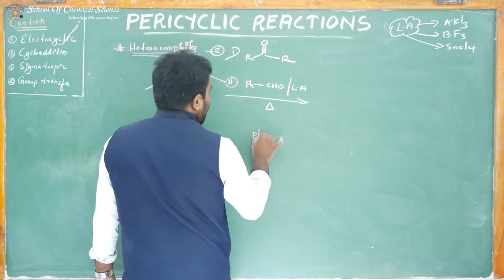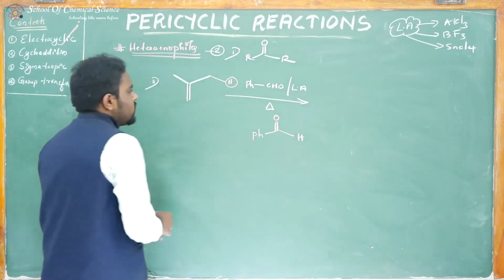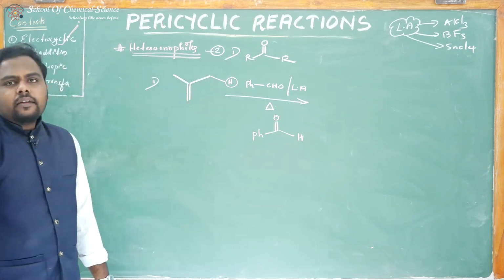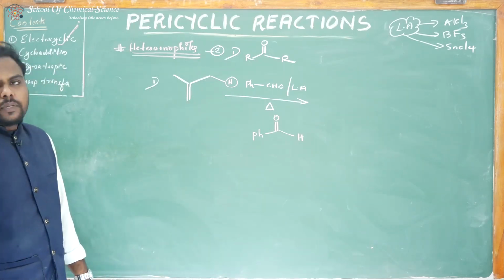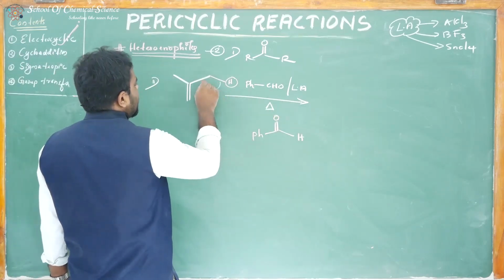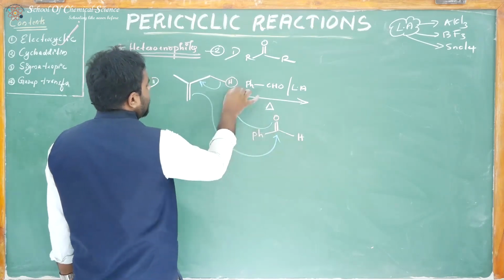PhCHO is an aldehyde, a carbonyl compound, PhC double bond O. So the carbonyl compound will act as enophile. Here an allylic hydrogen is present. What will be the reaction? In the presence of Lewis acid, an ene reaction. This bond shifts towards here, this towards here. This will catch up the hydrogen.